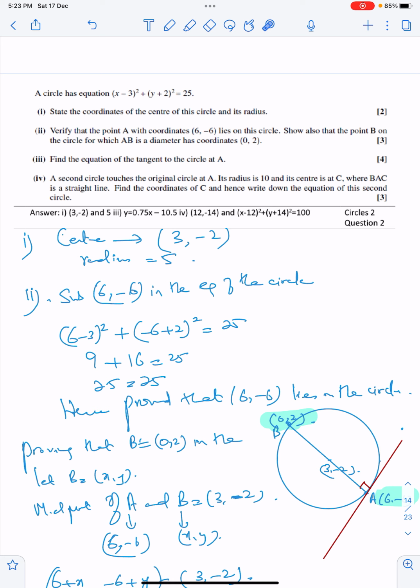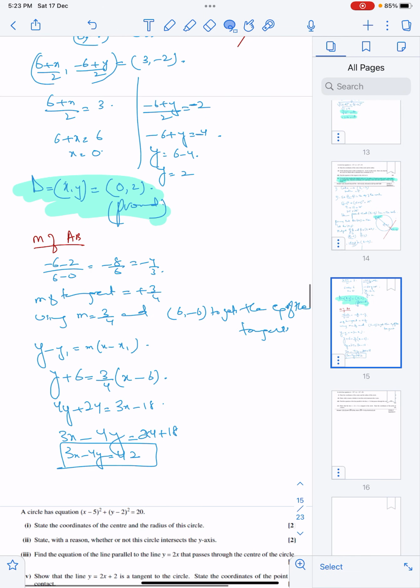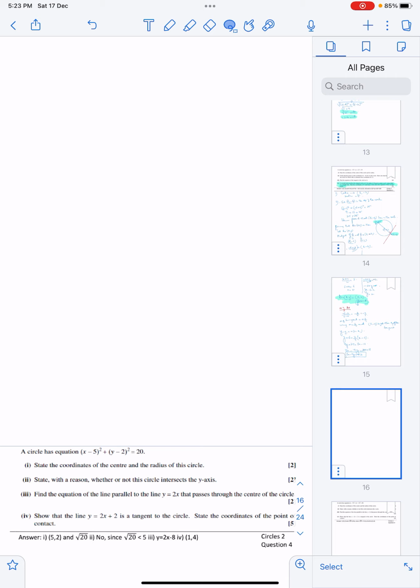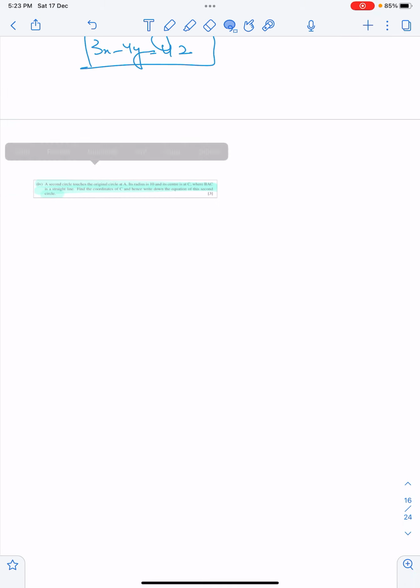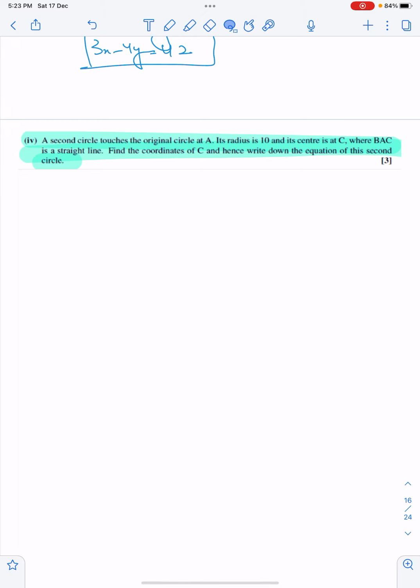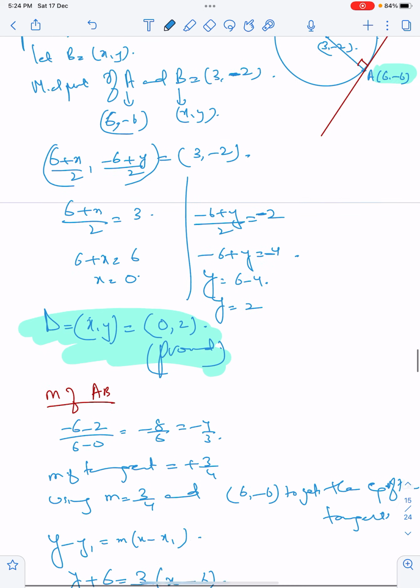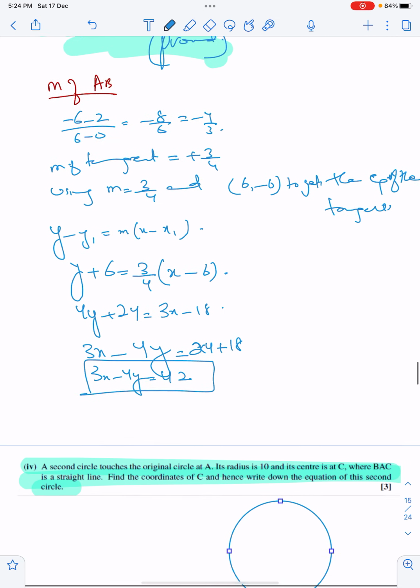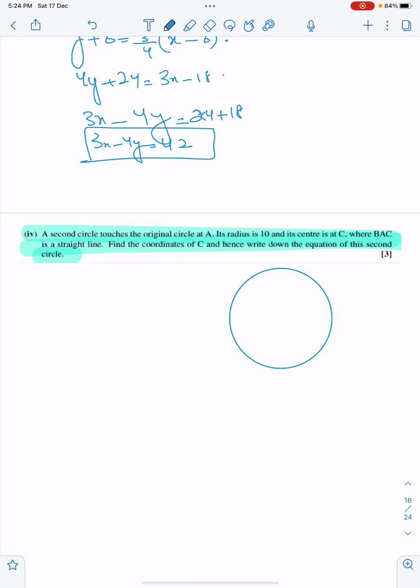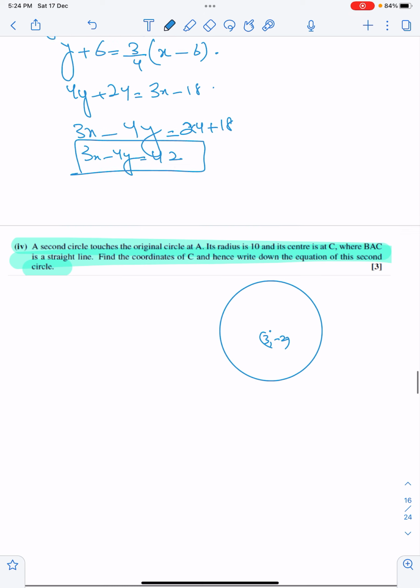A second circle. I'm just copying this question down there. A second circle touches the original circle at A. That means this was the original circle, the center of which is 3 comma negative 2, and the point A is 6 comma negative 6.